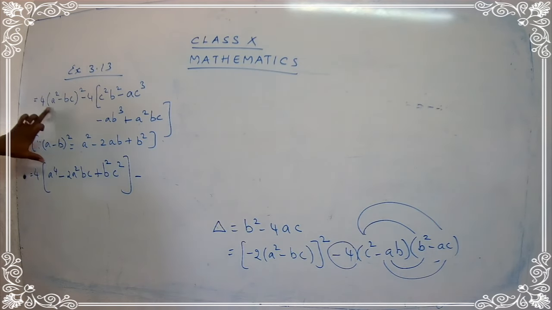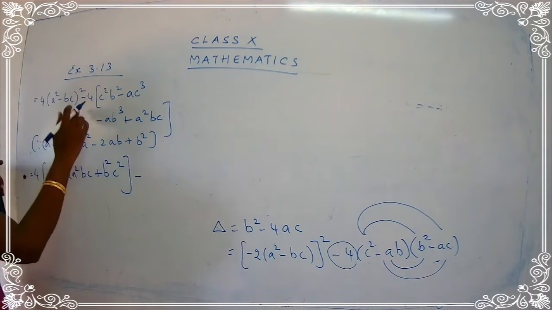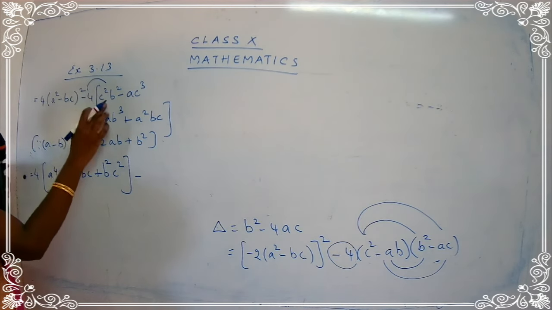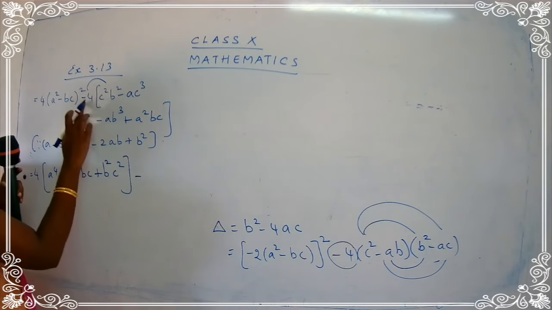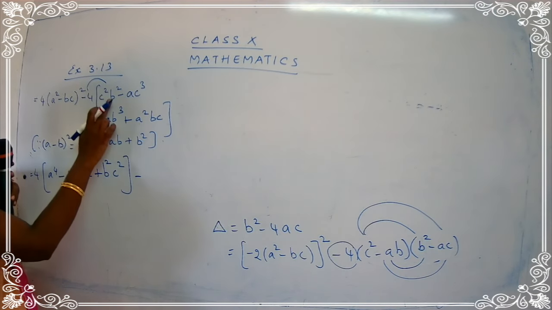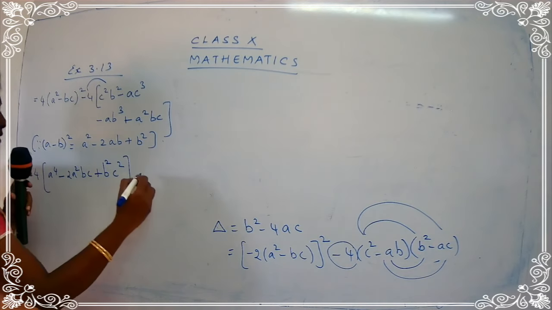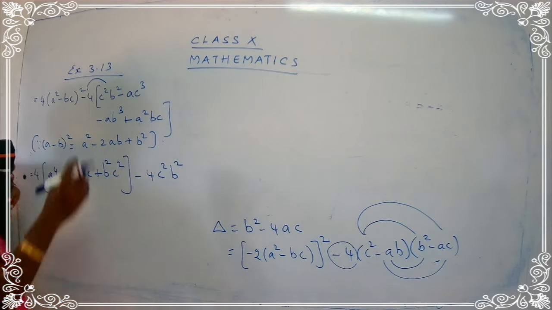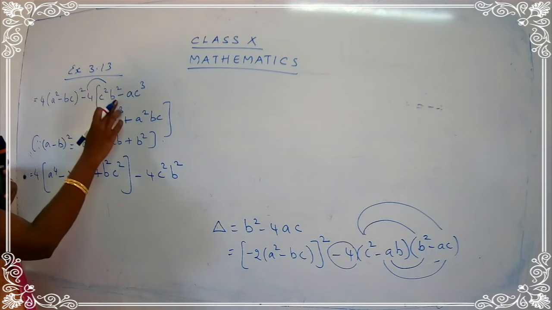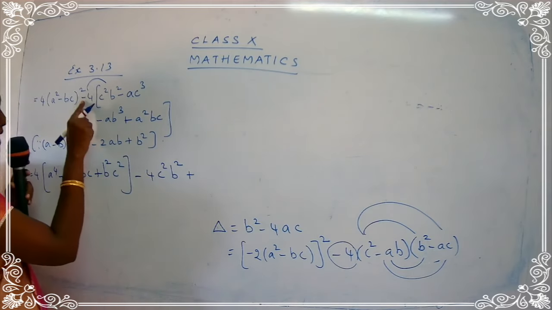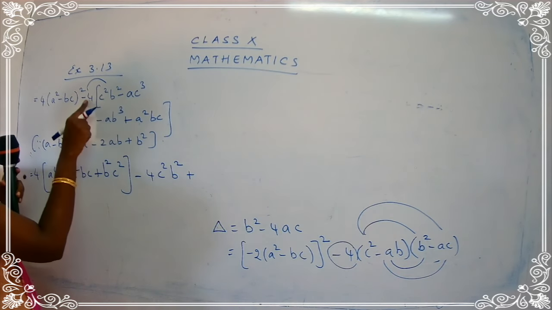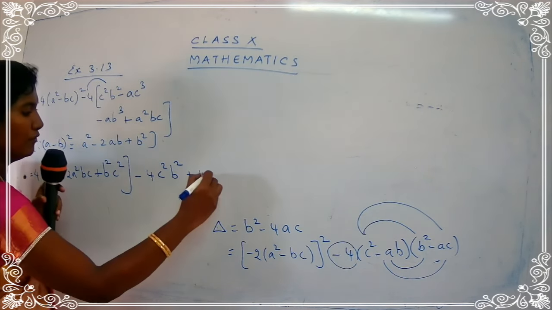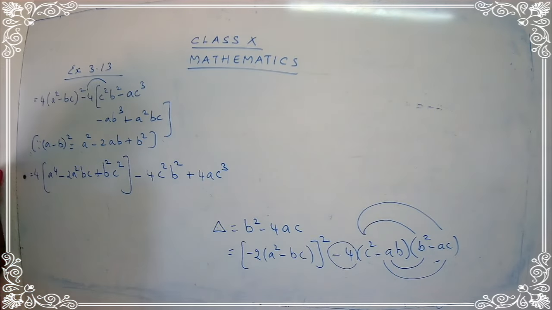I hope you are clear with the first part, children. Okay, are you clear with the first step? Okay, now let's go for the next part. It's minus 4 into C square B square. What is the answer? Minus 4 C square B square. Direct answer. Minus minus plus. Minus into minus plus. 4 into AC cube, 4 AC cube.